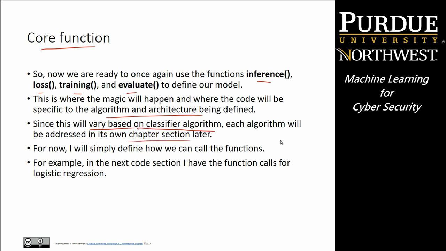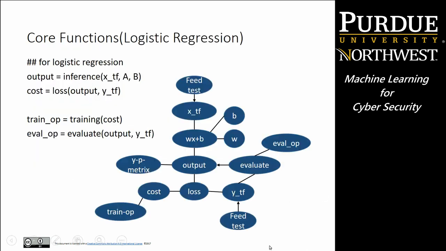So right now I'm only doing logistic regression. For now, I will simply define how we can call the functions. All right? So here it is. This, once again, is the core functions. If you remember, just like we did before with linear regression, we had the inference. It takes x, right? Now we plug in a and b just to make it a little bit more convenient, right? Since this is where we're specifying, remember in the inference, we specify the input layer and the output layer.